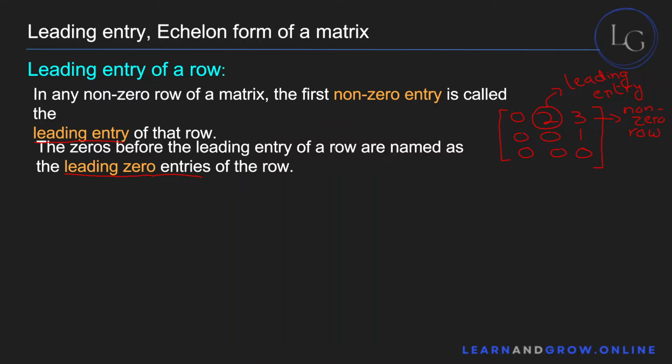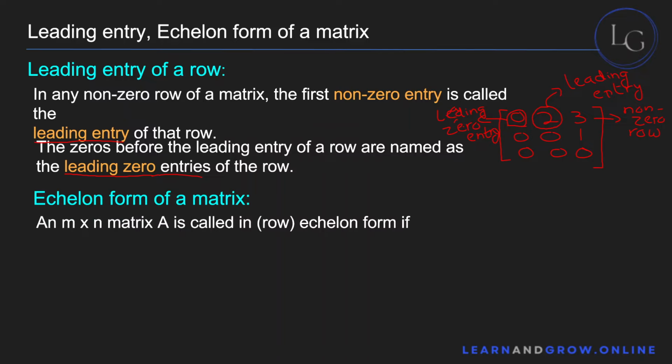And the zeros before the leading entry of a row are named as the leading zeros, the leading zero entries of that row. So this zero here is the leading zero entry of this row. Now, in the second row here, this 1 is the leading entry and these two zeros are the leading zero entries.